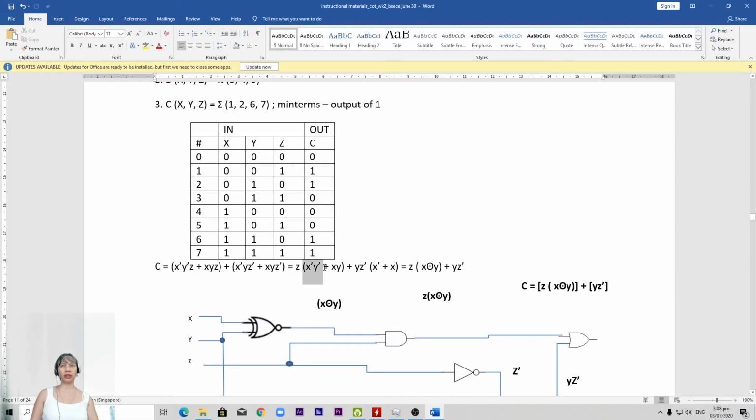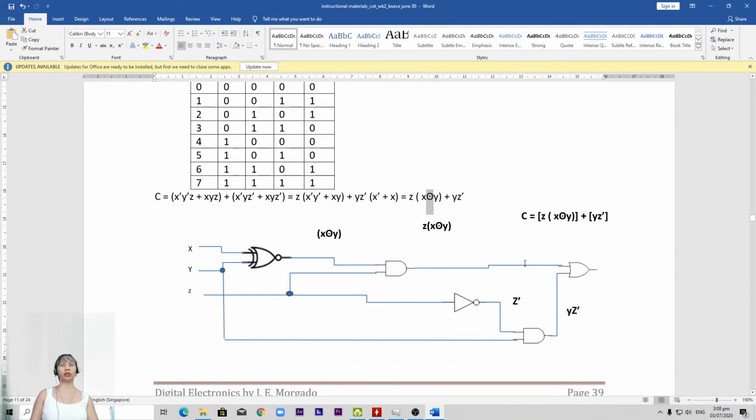But whenever you see this condition, x prime, y prime plus xy, it's actually an x nor. So you have the dot inside the circle. So it's z times x nor y plus yz prime. How are we going to implement that? From 12 literals, we are now down to just 5.